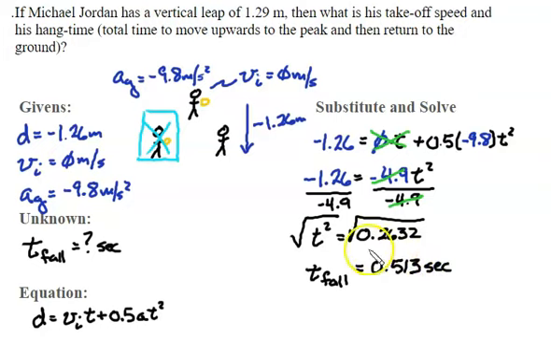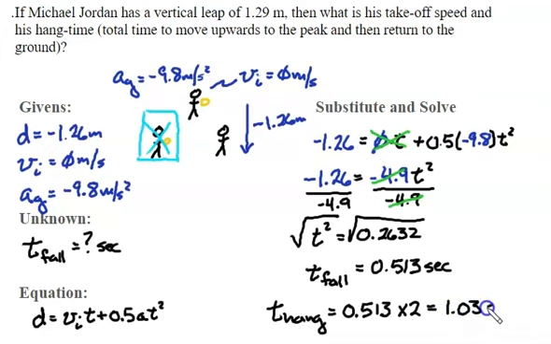Here's the problem though. That's only the amount of time it takes Jordan to fall down. How much time does it take him to get back up? The same amount of time. So if I want his hang time, I'm going to take his time to fall, 0.513 seconds, and multiply it by 2, because the amount of time up is exactly the same as the amount of time down, and when I do that, I get 1.03 seconds.